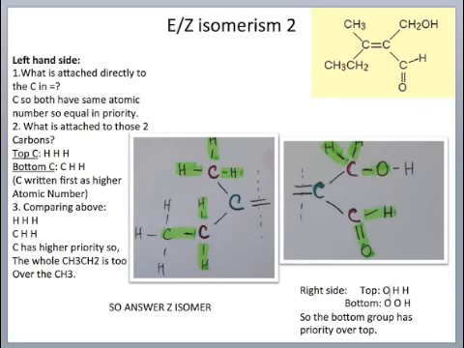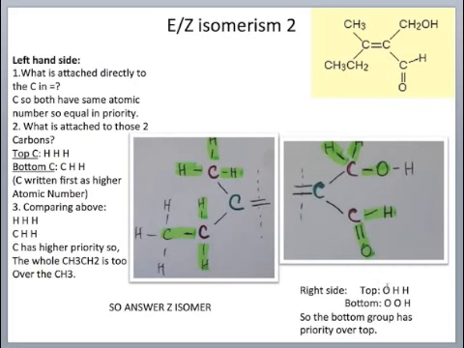So again we have to write it out as OHH because oxygen has a higher atomic number. We do the same for the bottom. So we have hydrogen and a double bonded oxygen, and we write this out as OOH. And the reason why, because we have 2 covalent bonds here, therefore oxygen is counted twice.